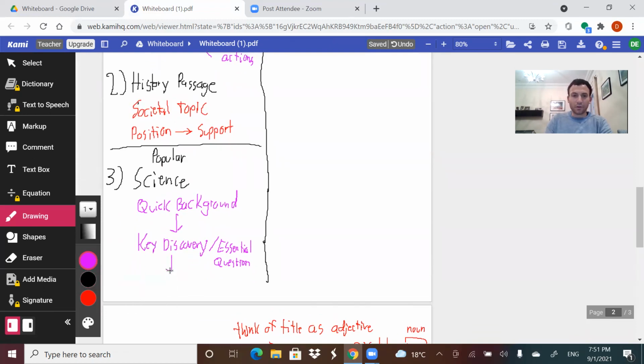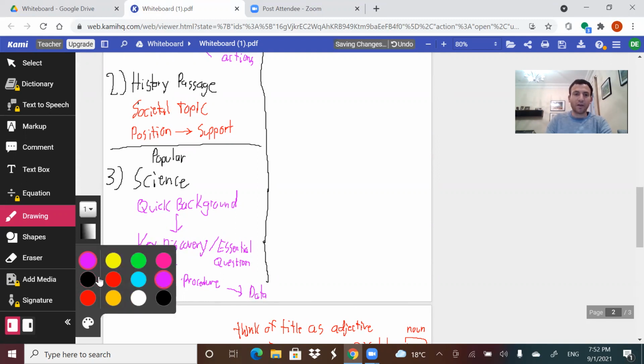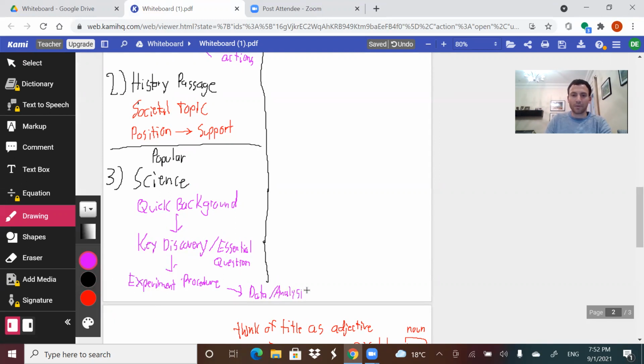So after that, what they'll do is they'll explain the experiment. They'll get into kind of the procedure. And then after that, they'll get into the data and they'll kind of analyze the data and what it means. And then after that, usually future studies are proposed, or some outsider who wasn't involved in the study makes a comment. What you're probably noticing is that these popular science passages are going to follow the scientific method, right? They're going to kind of give you what we know in the field up until this point. They'll pose an essential question, or they'll give you a key discovery that's more or less a hypothesis, and then they'll explain how they got there.